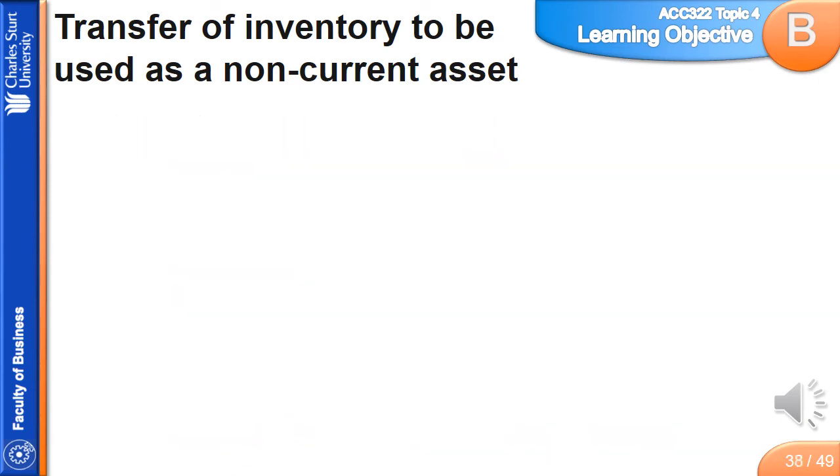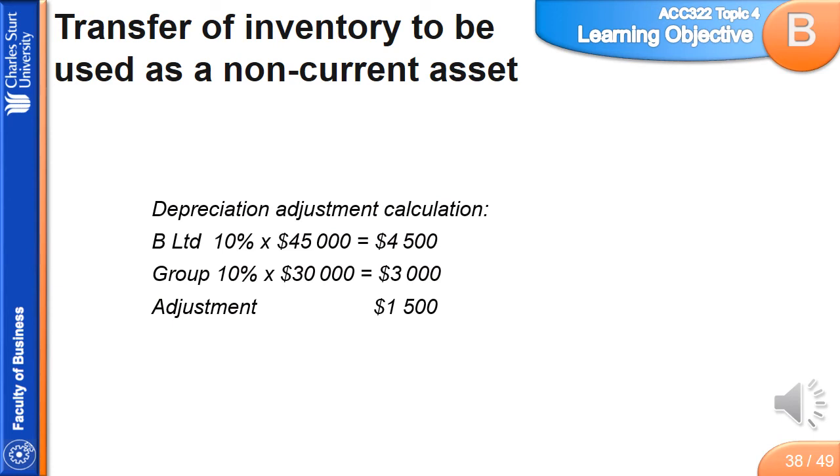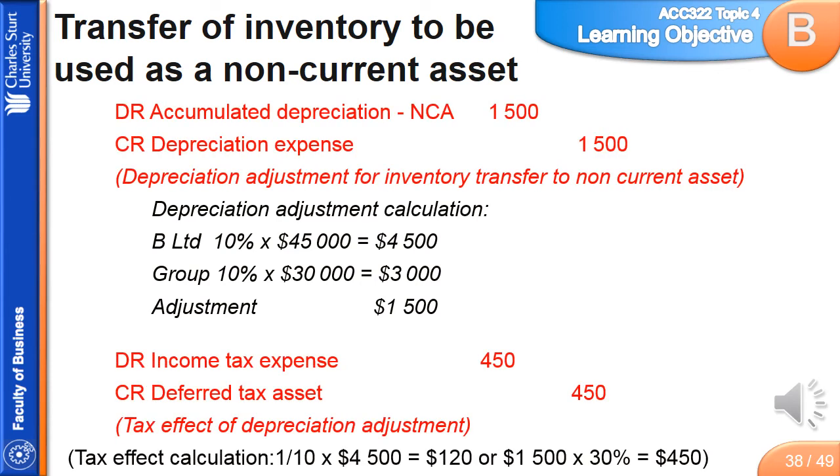So the transfer occurred on the 1st of July 2007, and it's now 30th of June 2008 when we're preparing the consolidated accounts. So the depreciation stated in the question was 10% per year. So that $15,000 times 10% is $1,500. Or, as it says here, it shows what B is calculating 10% on, based on the $45,000, which is $4,500, but from the group's perspective, only using that $30,000 cost is $3,000, so that's another way to figure out the $1,500 adjustment to make.